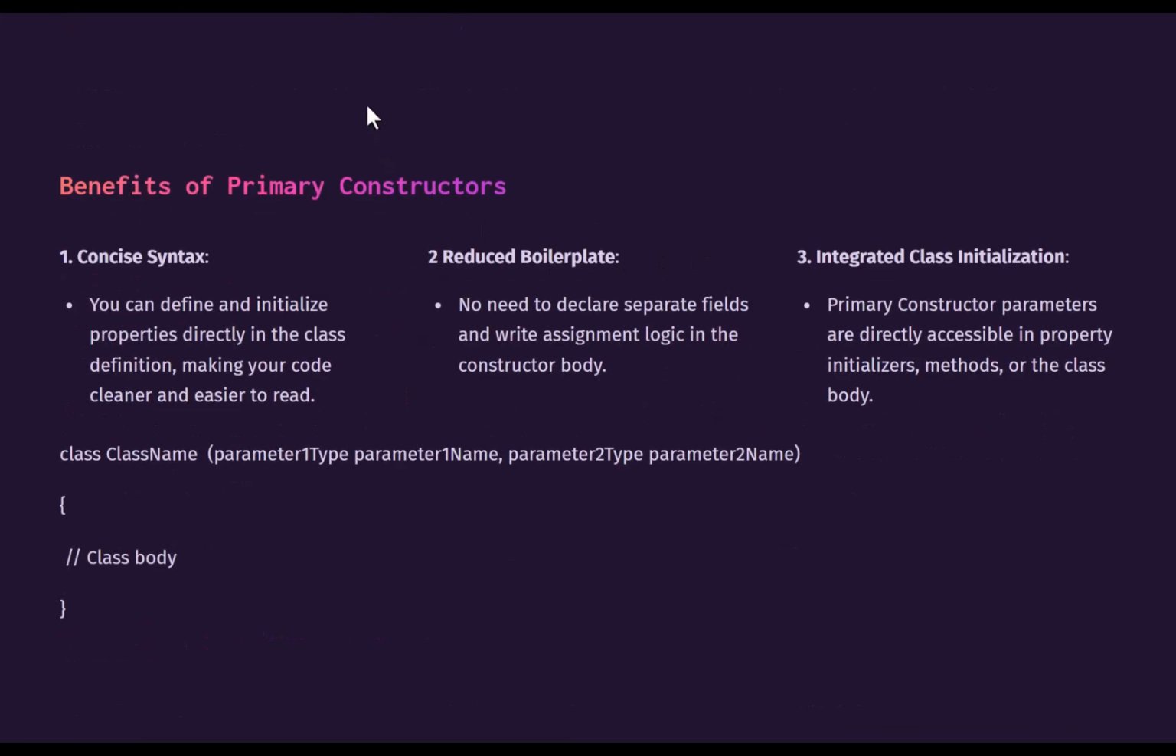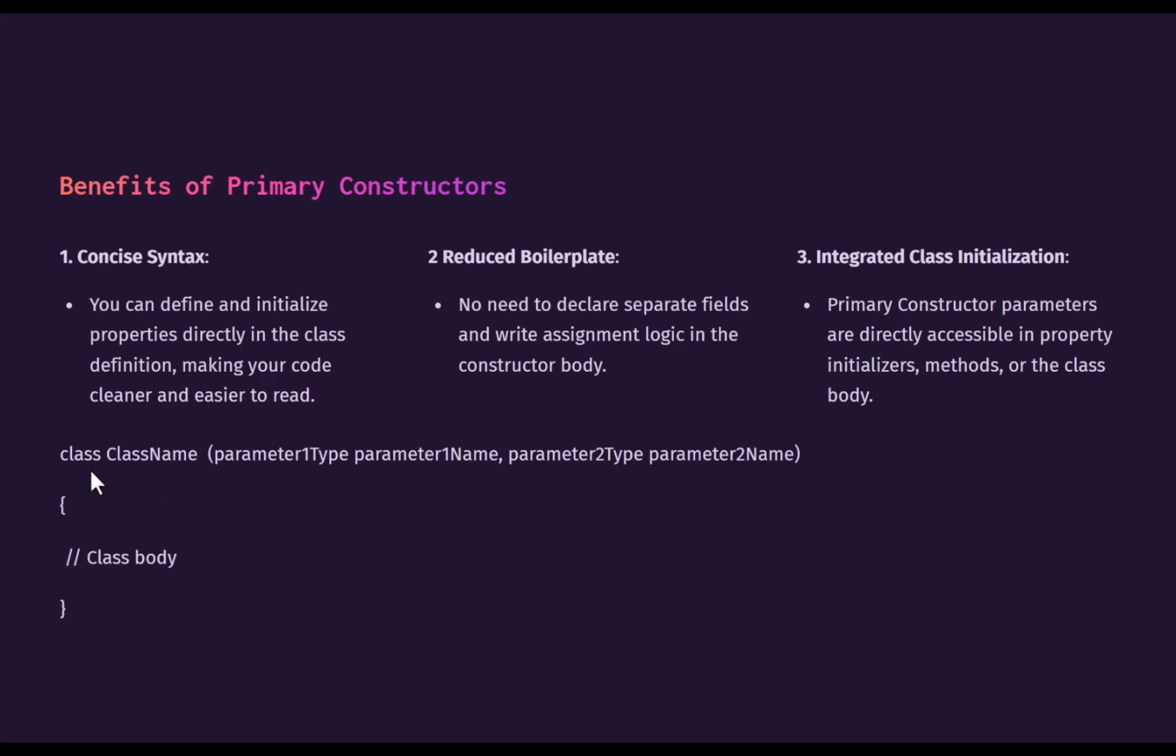Let's move to the benefits of using the primary constructor. Starting with concise syntax, you can define and initialize properties directly in the class definition and reduce code. There's no need to declare separate fields and write assignment logic in the constructor body. Besides integrated class initialization, primary constructor parameters are directly accessible in property initializers or even inside the class body.